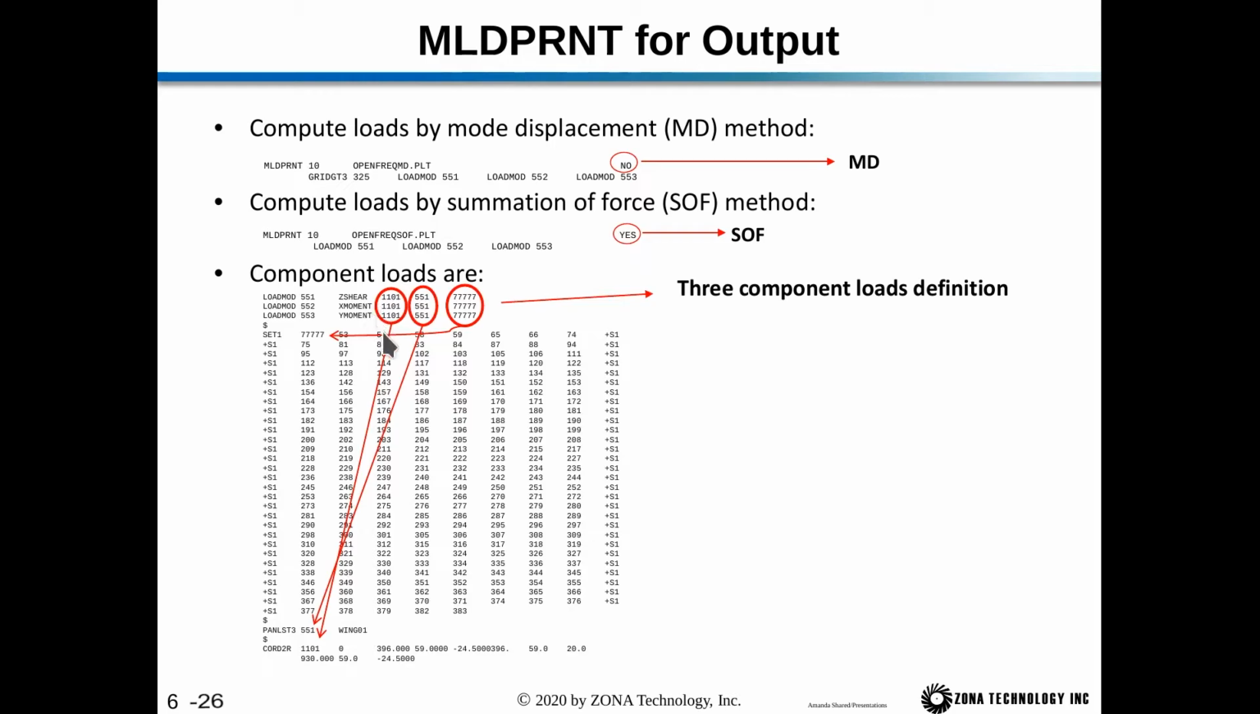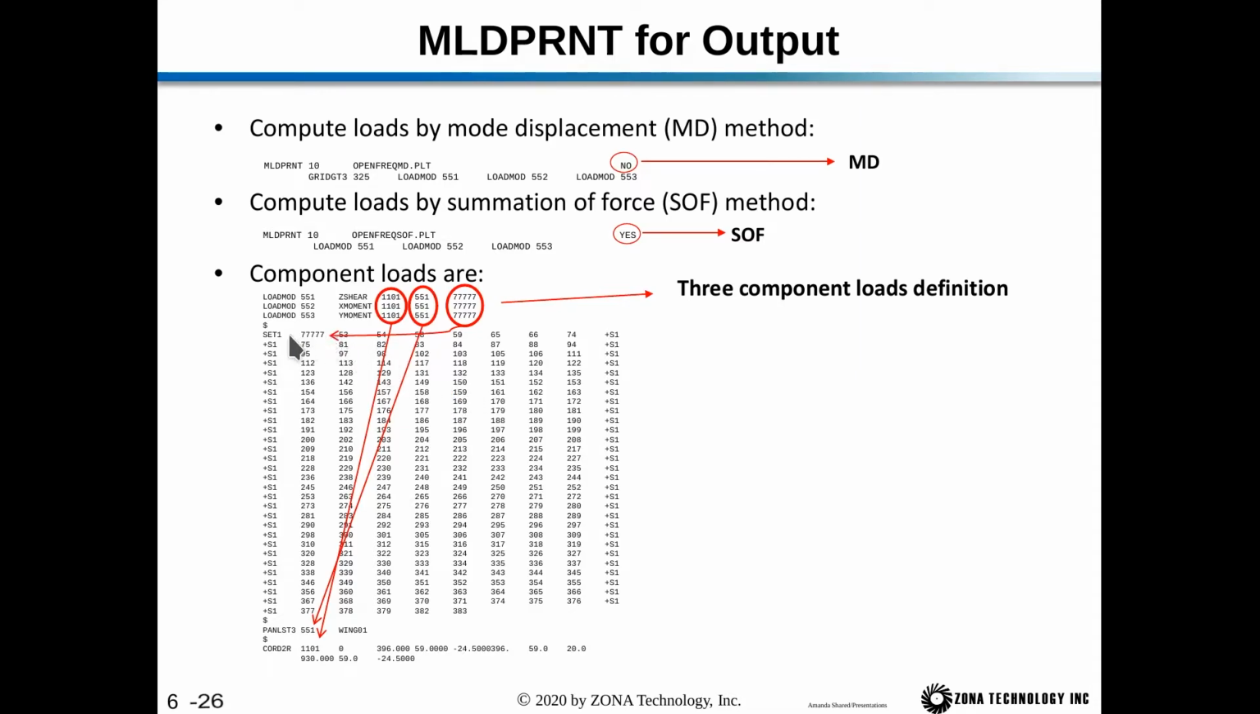So the component loads that we have defined here, we have Z shear, and this is all on the wing. So we have the shear of the wing. Then we have X moment, so we've got wing bending, and Y moment, Y moment would be the wing bending, and then X moment would be the wing torque.